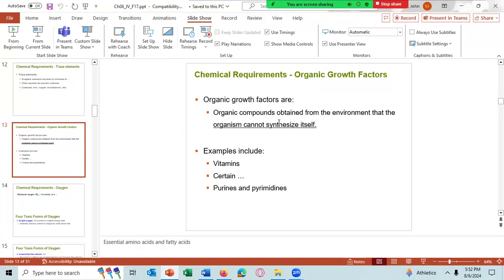And usually, if they require a purine or a pyrimidine, it may be a pathogen. And where that pathogen gets its purine or pyrimidine would be from killing your cell and then getting the purines and pyrimidines from your cells. So that would be from obtaining it from DNA or RNA, breaking it down and getting the purines and pyrimidines from either DNA or RNA.